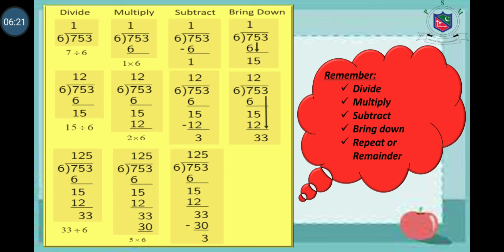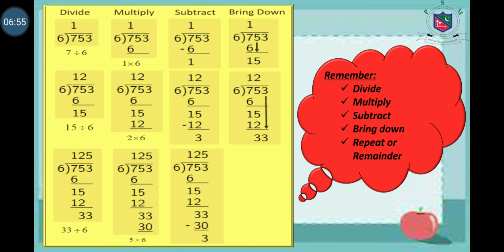In the second step, we have to multiply. So we have to think which number goes into 7. If we multiply 6 by 1, we get 6, which is smaller than 7. My dear students, we cannot write a bigger digit under that because after that we have to subtract. After the subtraction, you can see that we get 1, and 1 is less than 6. So it means we cannot divide it.